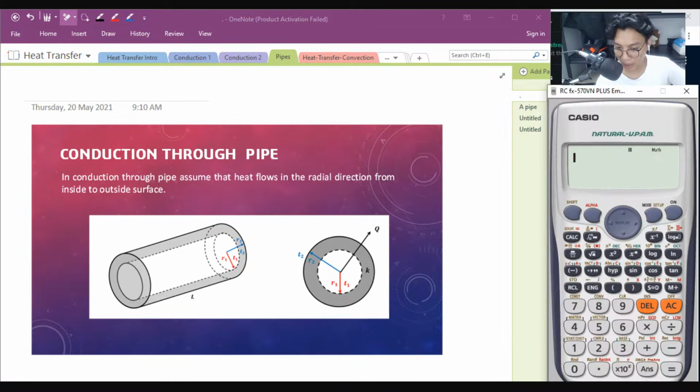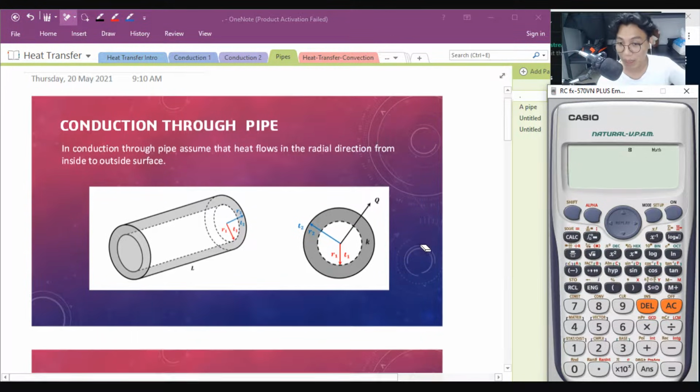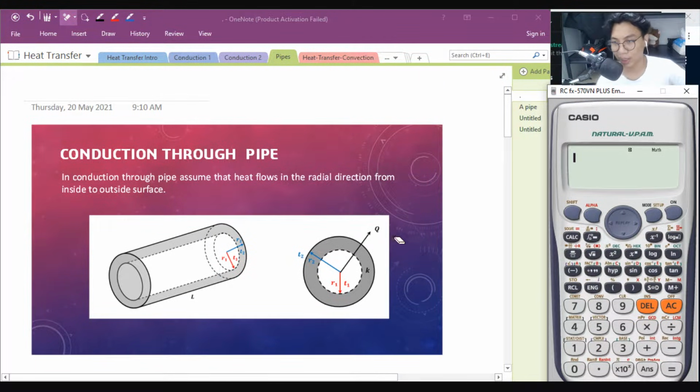And good afternoon, class. So we are done with conduction through composite walls. Let us go with the conduction through pipes. So, piping systems.